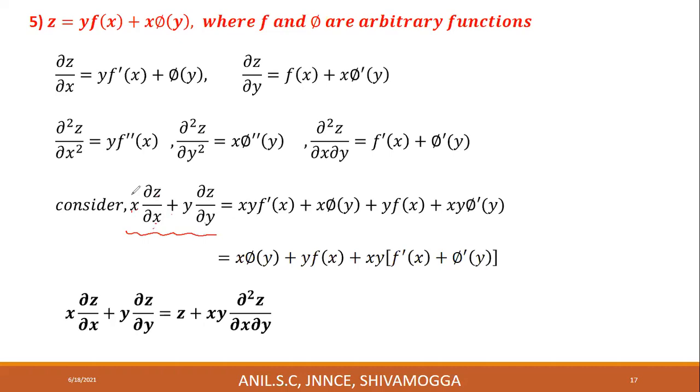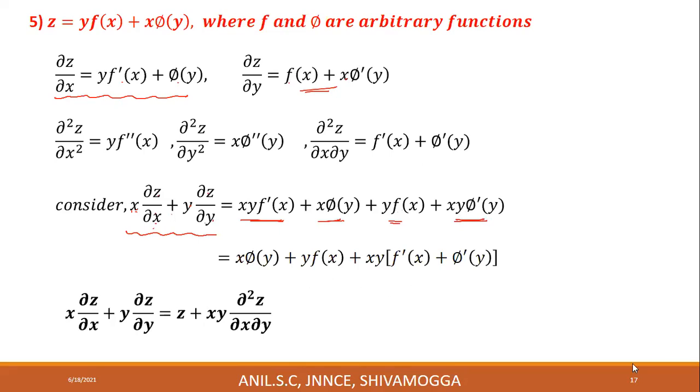Substitute. x into del z by del x. This is del z by del x. x into del z by del x is xy f dash x plus x into phi of y. Plus second term is y into del z by del y. Multiply this equation throughout by y. y into f of x plus y into x, xy into phi dash y.